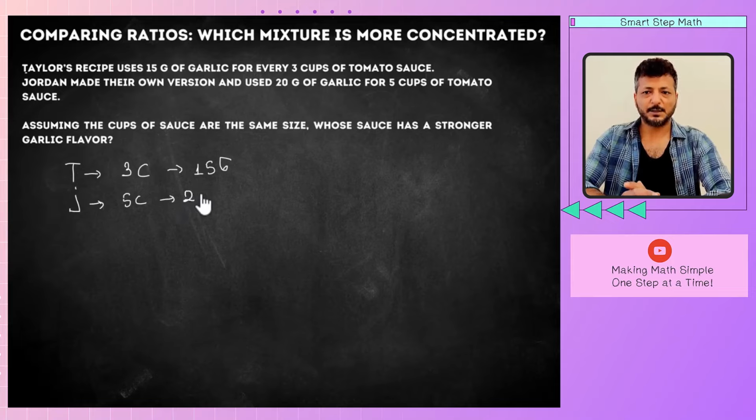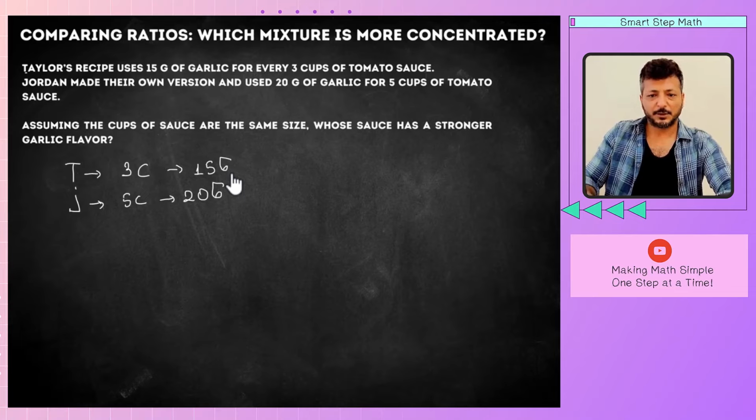Our question part is as follows. If we eat a cup of tomato sauce prepared by these two people, which one has a stronger garlic taste? It is felt more intensely. Now, first of all, we can write a ratio.